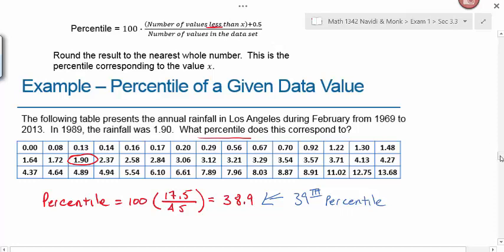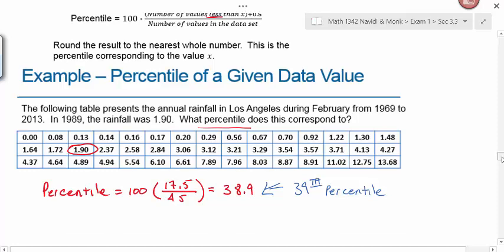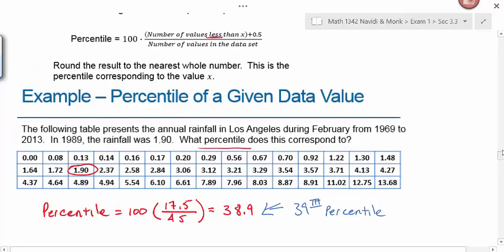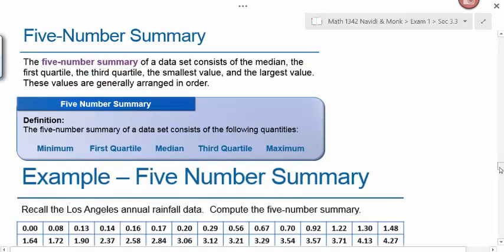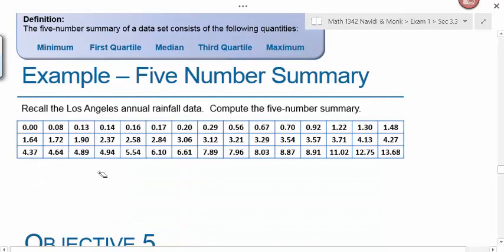Is it making sense? It needs to make sense because you're going to have to know how to do this on your homework. Objective 4 is to compute the 5-number summary for a data set. I've already told you what the 5-number summary is. It's just the bottom 5 numbers that you see on your calculator whenever you do the one variable statistical analysis. So for our rain data right here that's already in our calculator, let's find our 5-number summary.